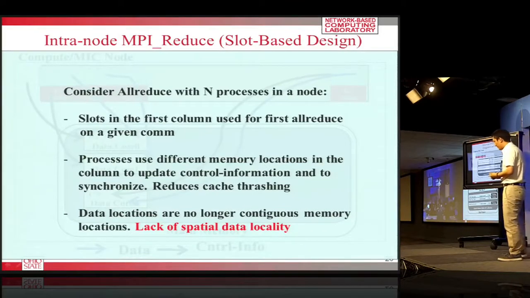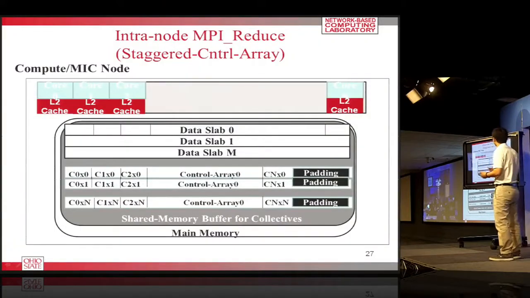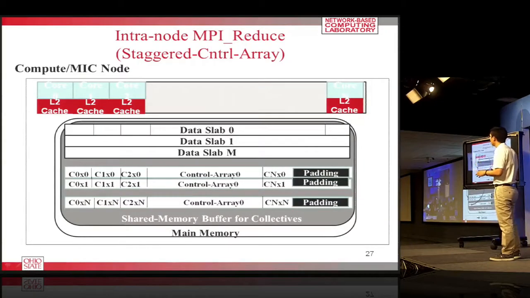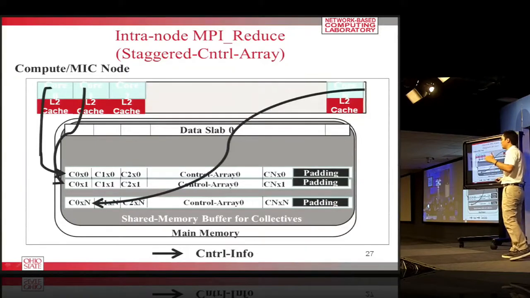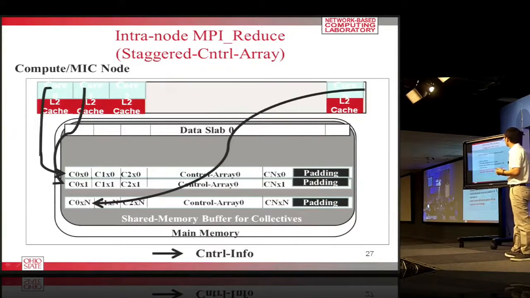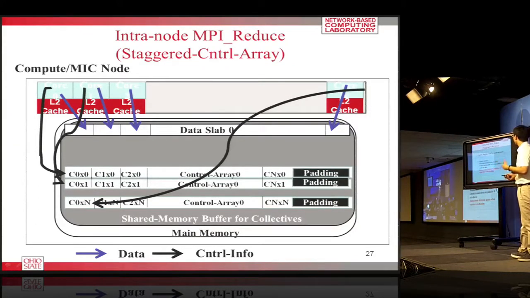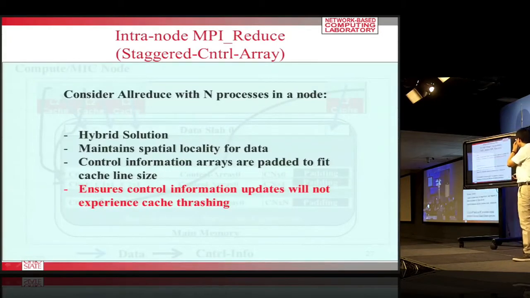If we think about it a little bit further, then we propose a new design like this. We call it the staggered control array-based method. Here, the control information will be stored in the slot-based design, but the real data will be stored in the slab-based design. So it is a hybrid solution. We can still maintain the spatial locality for data, and we can also avoid the cache thrashing.